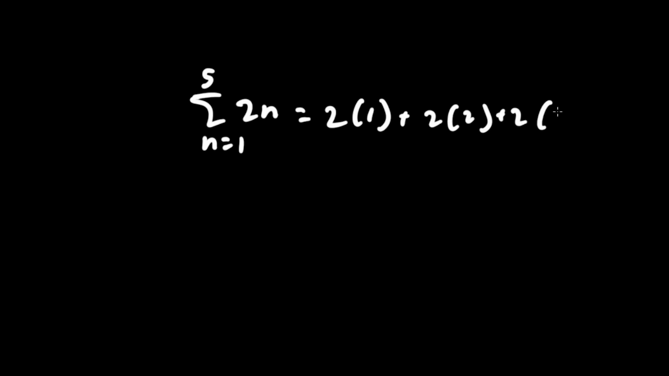Now, what if we make it a little bit more complex? Let's make it start at 1, let's make it end at 5, let's make it 2n. What does this mean? It's 2 times the variable n. We're going to start at 1, 2 times 1, plus, and then we're going to move up to 2, 2 times 2, plus 2 times 3, plus 2 times 4, plus 2 times 5.